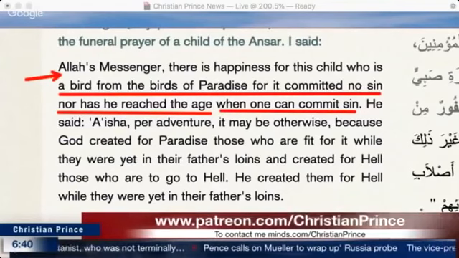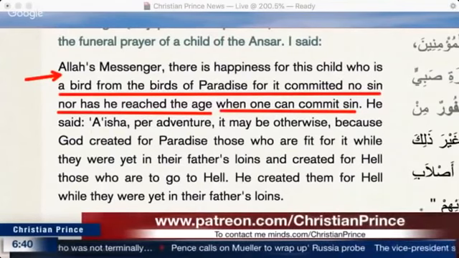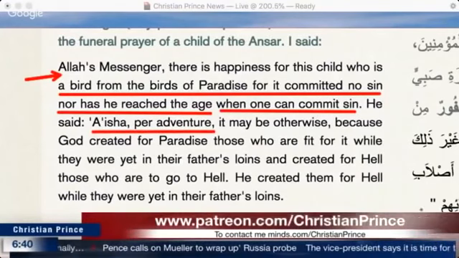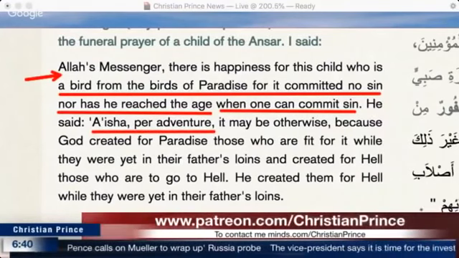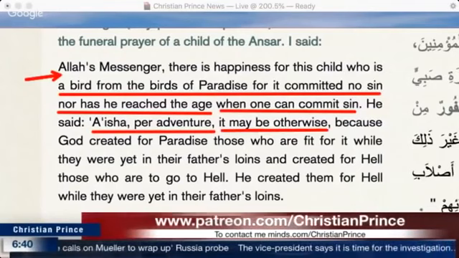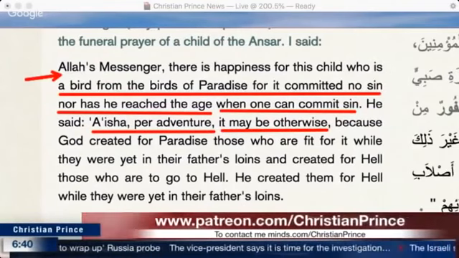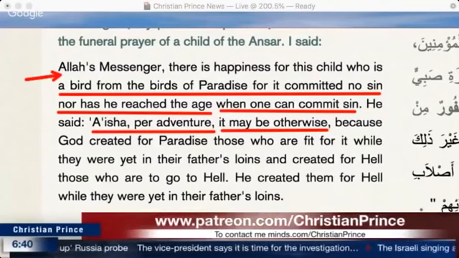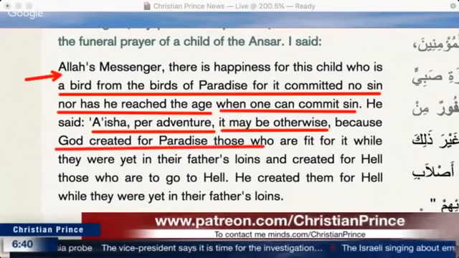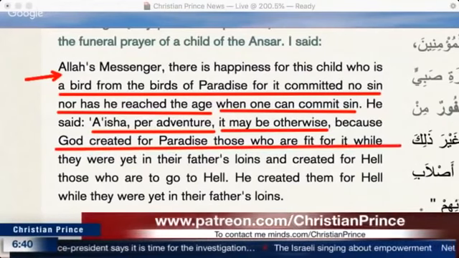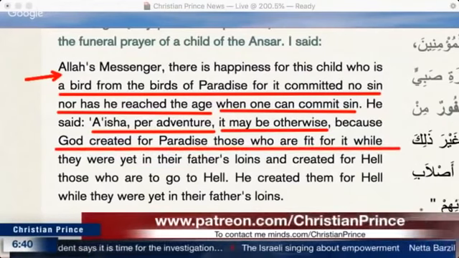He said, and he committed no good deed as well, by the way. So Muhammad said to Aisha, peradventure, which means watch, don't be stupid. It may be otherwise, which means he might be a bird of hell. Why? Because Allah created some for paradise, who are fit for it, while they were in their fathers' loins, and He created others for hell.